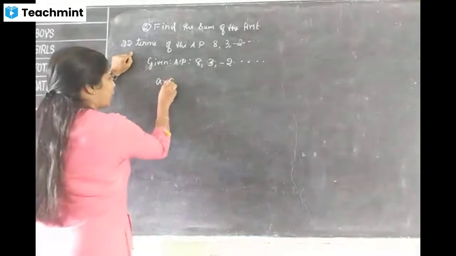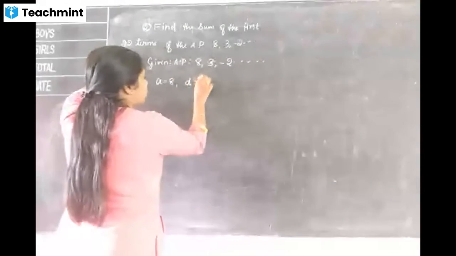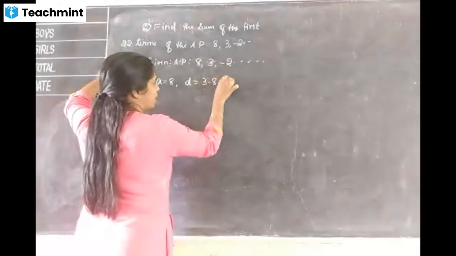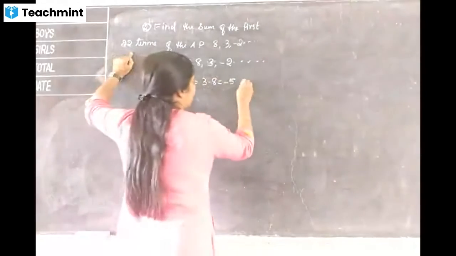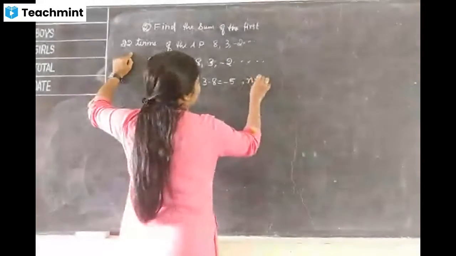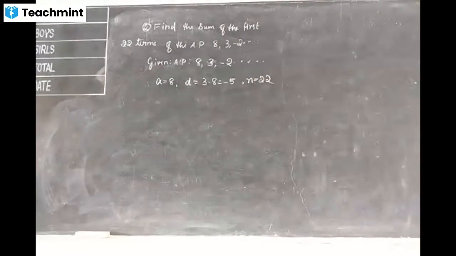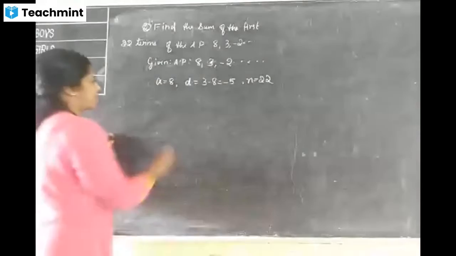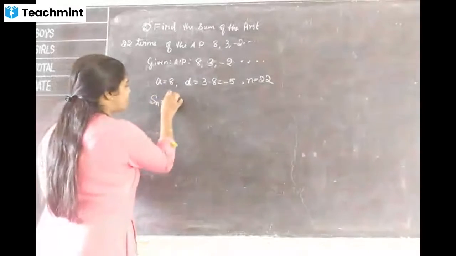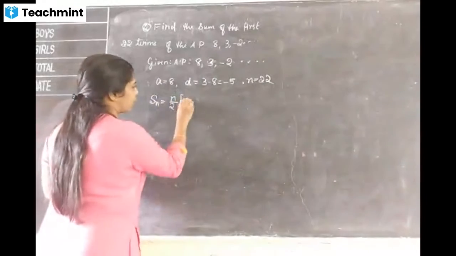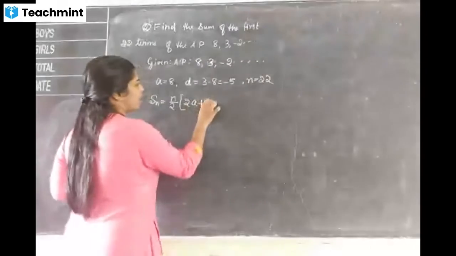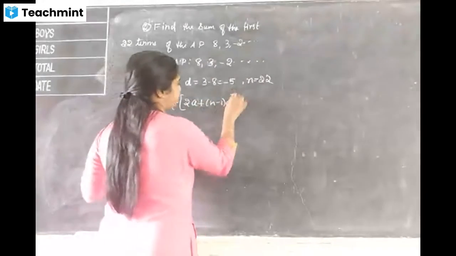A is equal to 8, d is equal to 3 minus 8, which is minus 5. Careful about the sign. And n is 22 terms, right? If we find the 22nd term, it means an. Find the sum of 22 means sn. So the sn formula I will write once: n by 2, 2a plus n minus 1 into d.